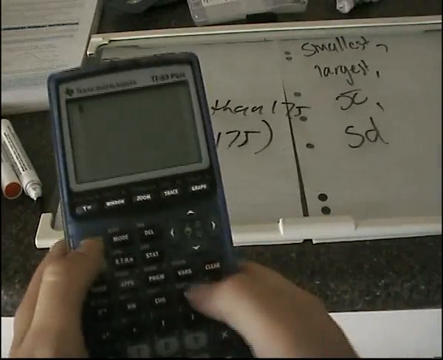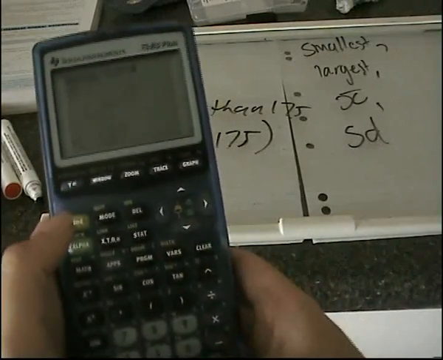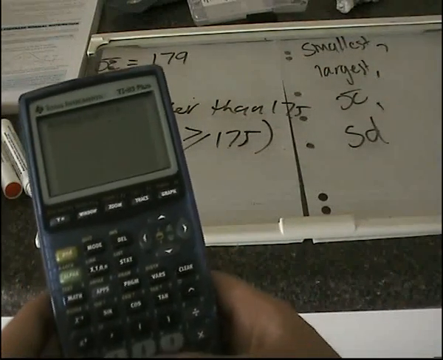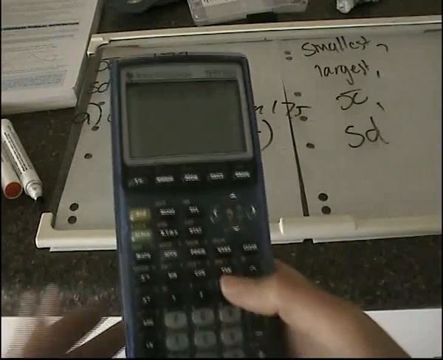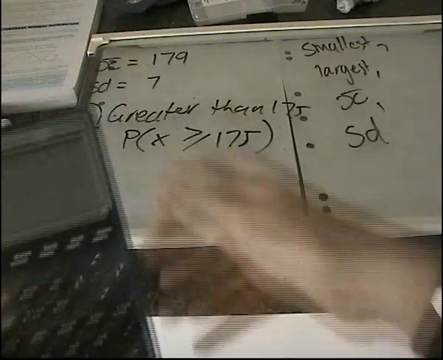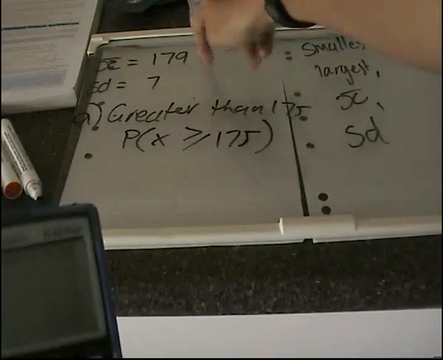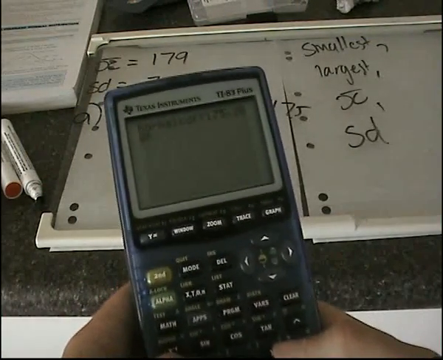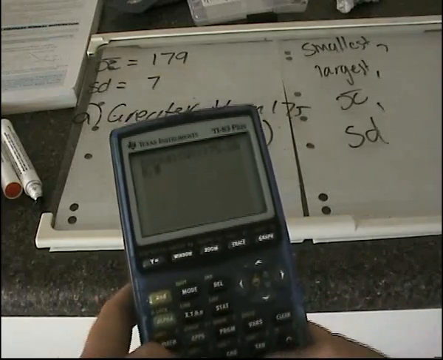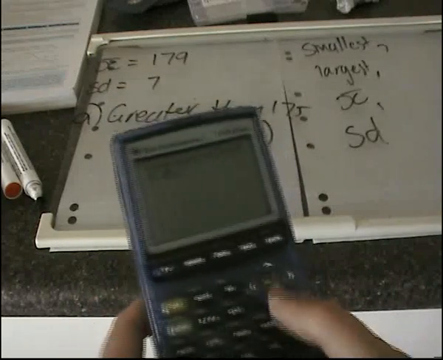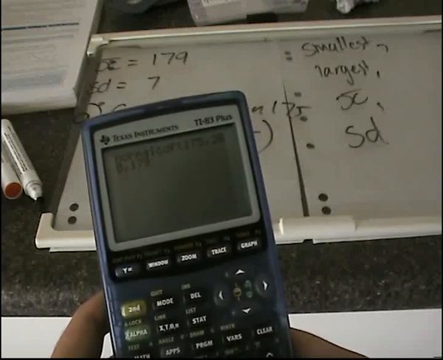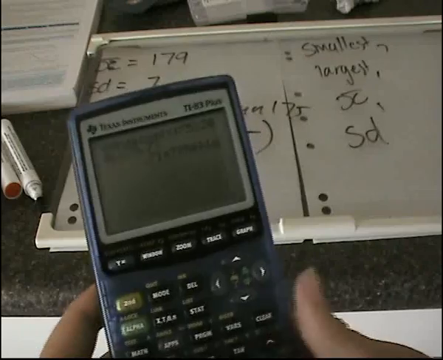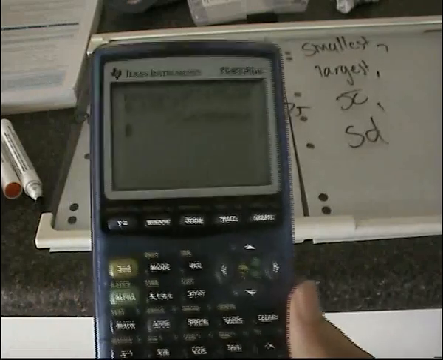All right, so same thing. Second vars, number 2. My smallest number is going to be 175, comma. My greatest number, I'm going to put at 200 because 3 standard deviations above 179 is going to be much smaller than 200. My X bar is 179 and my standard deviation is 7. Close that. Alright, and I've got a number.